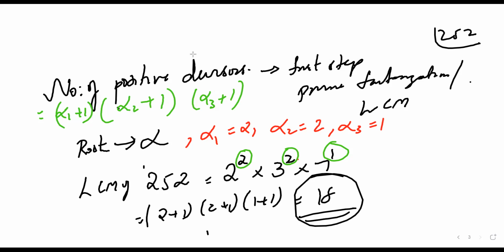The important thing here is this one, which I'll underline now. This is the formula where alpha 1, alpha 2 and alpha 3 are the exponents, or powers, or degrees, whatever you call them.